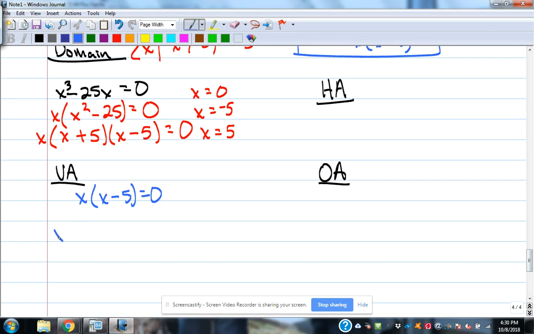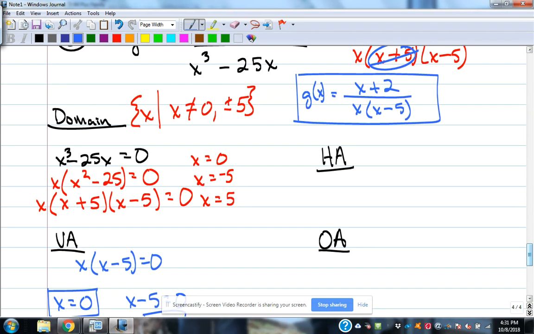So the vertical asymptotes we have are at x equals 0 and x equals 5. We had two vertical asymptotes, but how many restrictions did we have on the domain? How many numbers were there in the domain that were out of it? 3 of them. Normally they match. Notice we got 0 and 5.